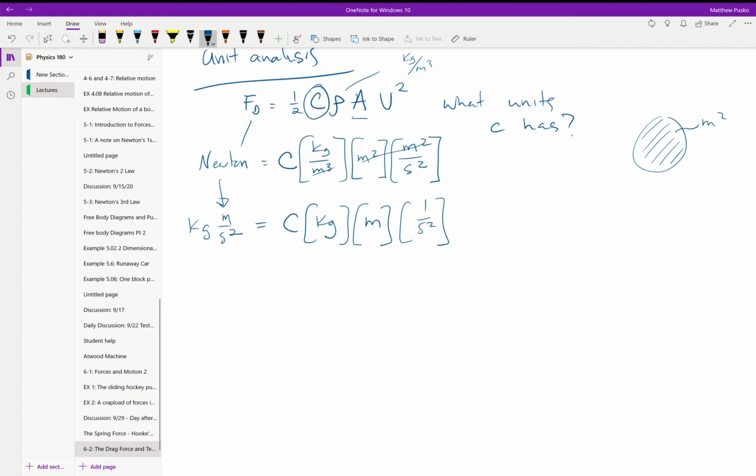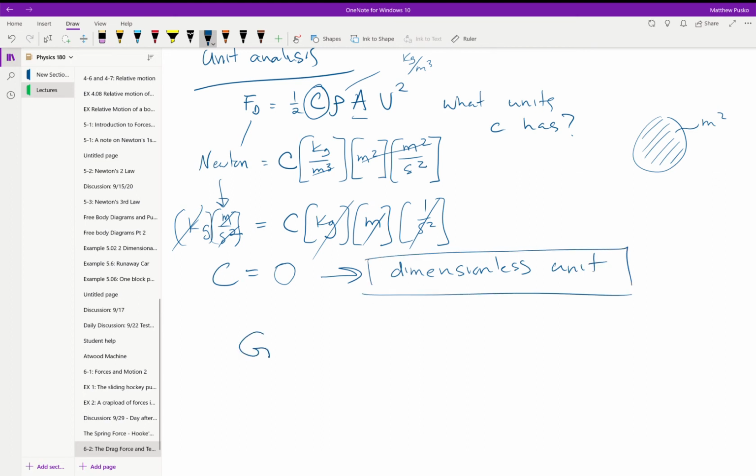Okay, well, we can start canceling. We have a kilogram on both sides, we have a meter on both sides, and we have a per second squared on both sides. The fact that this comes out to equal 0 doesn't mean it's equal to 0 in this case during unit analysis. It just means that this is a dimensionless unit. And you'll come across quite a few of those in your time.